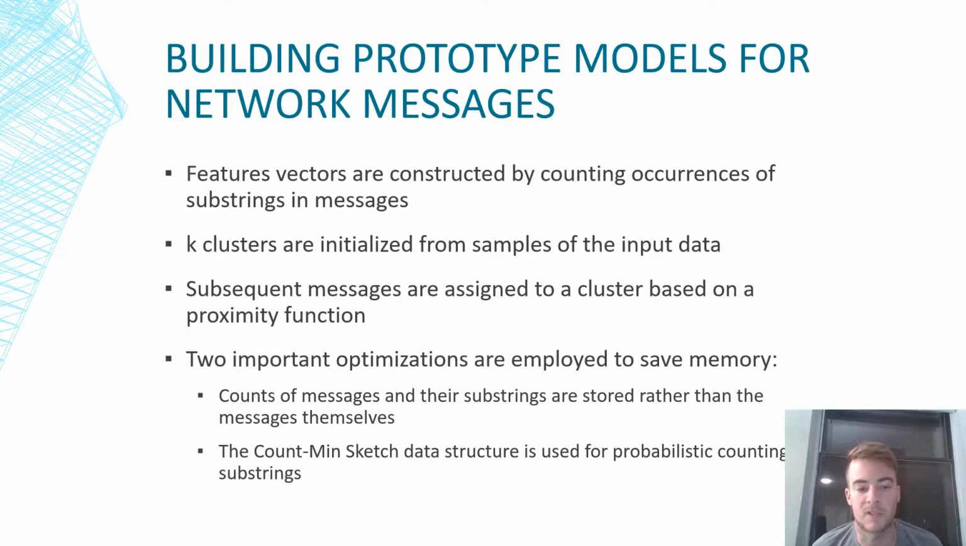And so an important note about the count-min sketch data structure is that it may overestimate the counts of an item in the data structure, but it will never underestimate, which is analogous to how a Bloom filter will sometimes give a false positive, but never a false negative.